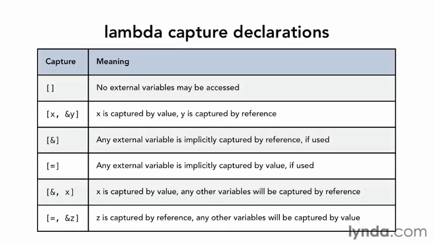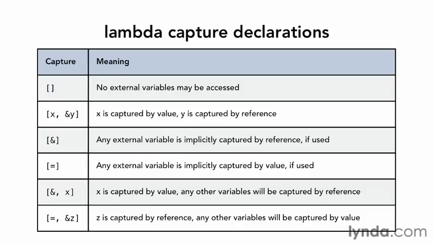And here is a complete chart of what you can put in the square brackets. If you leave it empty, you can use no external variables. You can list variables with and without the ampersand. So in this case, X is captured by value and Y is captured by reference. In our third one, any variable is implicitly captured by reference if used. So you can use any variable you want to outside of your scope within the scope of the enclosing block.